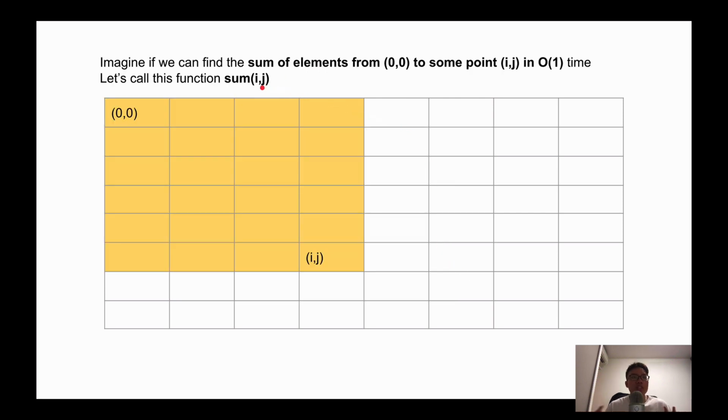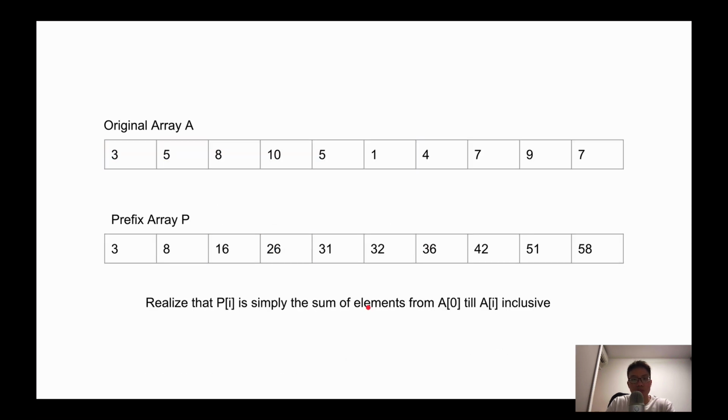So just imagine that we have this function sum ij, which essentially allows us to find the sum of the elements from 0, 0 all the way till ij. This is analogous to our prefix arrays in the sense that an element in array P will give us the sum of the elements at the 0th index all the way till the ith index.